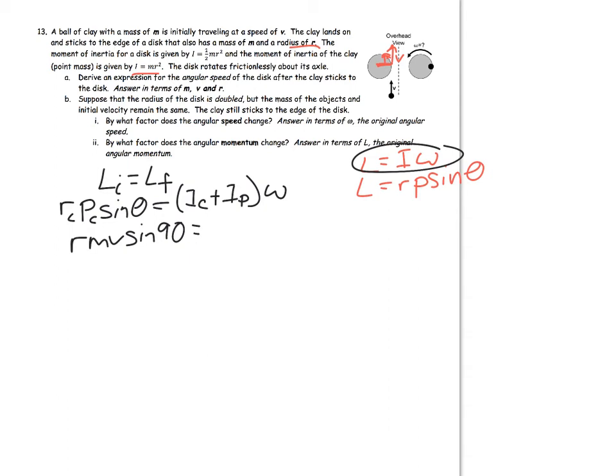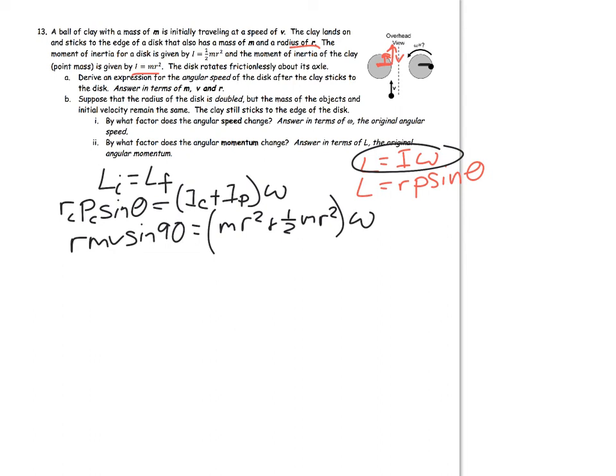So after the collision, when it's the two objects rotating together as one, we're going to combine their moments of inertia. The moment of inertia for the clay is given by mr squared, where m is the mass of the clay, and r is how far it is from the pivot, which is the radius of the disk, plus the moment of inertia for the disk, which is given by 1/2 mr squared. And the disk has the same mass, so that's why we're just calling them both m. Obviously that won't always be the case, times the final angular speed.